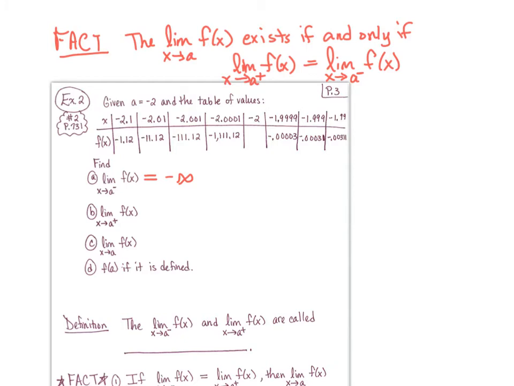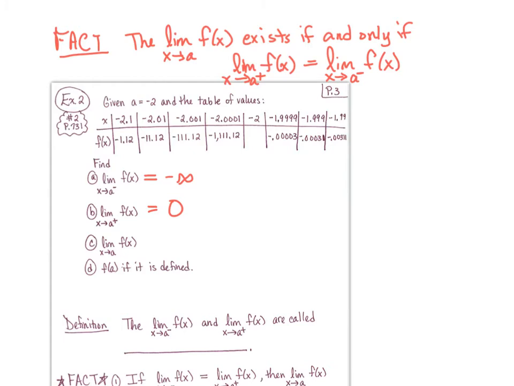Okay? As x approaches a, or -2, from the right, what is happening with the values? They're getting closer and closer to 0. Very good. Notice that as x gets closer and closer to -2 from the right-hand side, these values are approaching 0. So that's equal to 0.